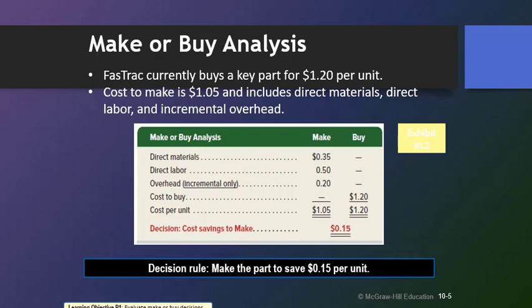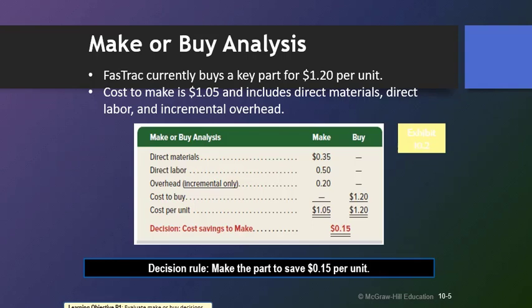So management must consider the incremental overhead costs, which include power for operating the machines, any extra supplies they might need to buy, any additional maintenance cost, anything like that. Management estimates that this incremental overhead is going to be about 20 cents per unit. So when we compare our cost to make versus buy this product, it looks like we can make it for $1.05, whereas we are buying it for $1.20.